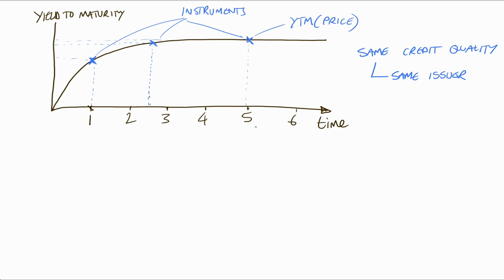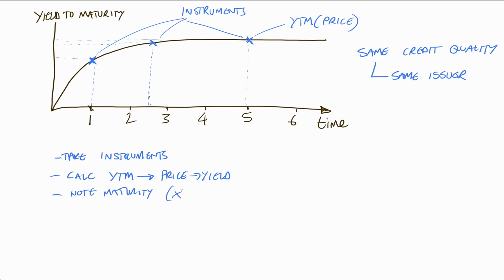So in its simplest form, you just take a group of instruments, and then all you have to do is calculate the yield to maturity. If you know the market price, then you do a price to yield calculation, and then you know the yield, and then you get the maturity. So you note the maturity, and that's your x coordinate, and that's your y coordinate, and then you plot them on a graph, and that's it. That is your basic yield curve.